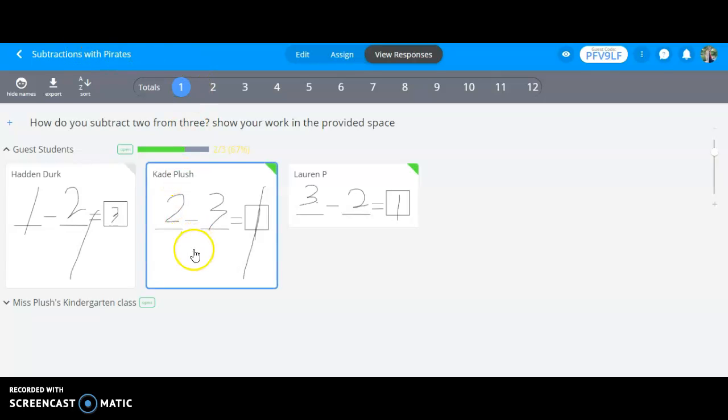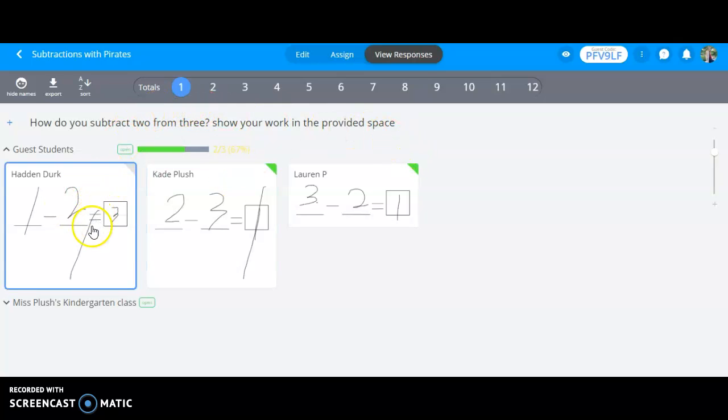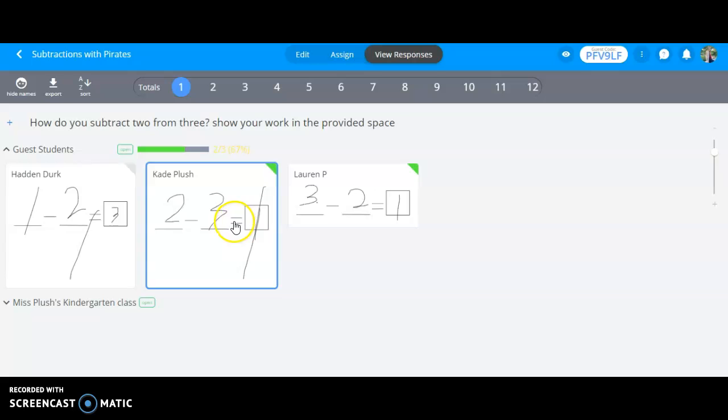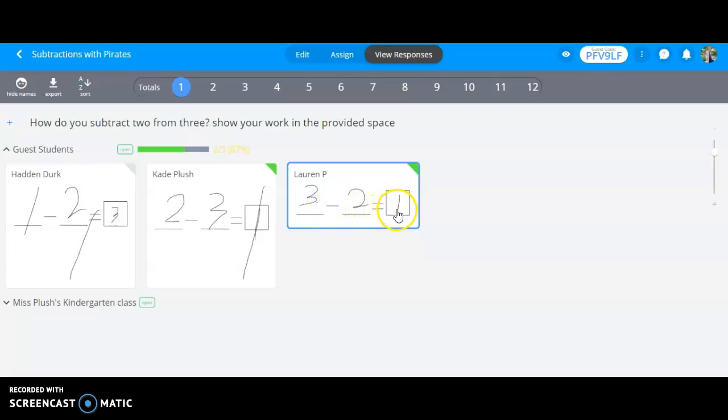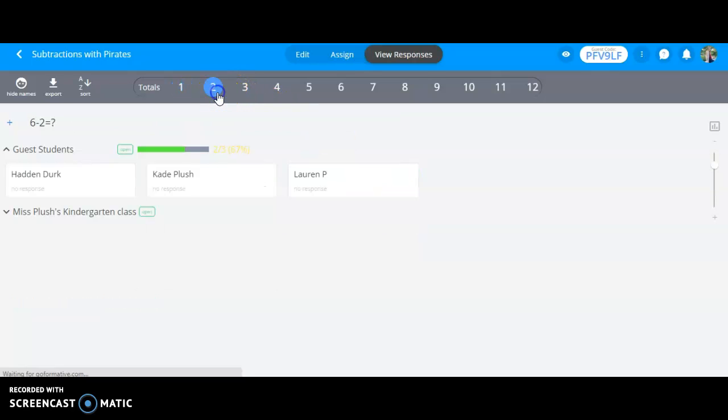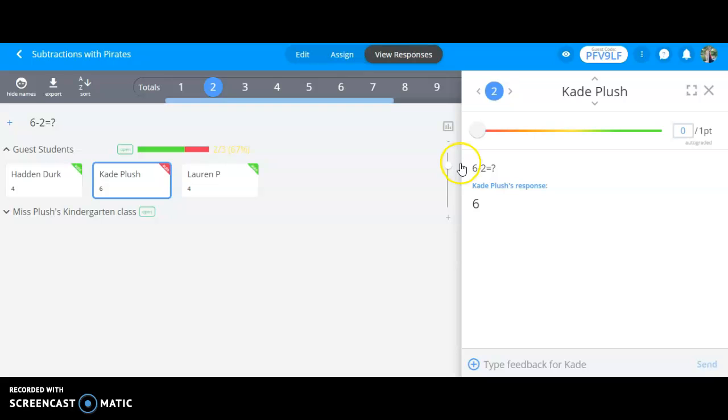When we look at this section, which is your responses, we'll notice that we have multiple different answers. Our first one from Hayden, you didn't quite put your numbers in the right order, it looks like. Cade, you seem to have switched your 2 and your 3. And Lauren, you seem to have gotten it right. It should have been 3 minus 2 equals 1. Good job, Lauren. For our second question, it looks like the only one who got it wrong was Cade. If we pull this up, 6 minus 2 should have been 4.